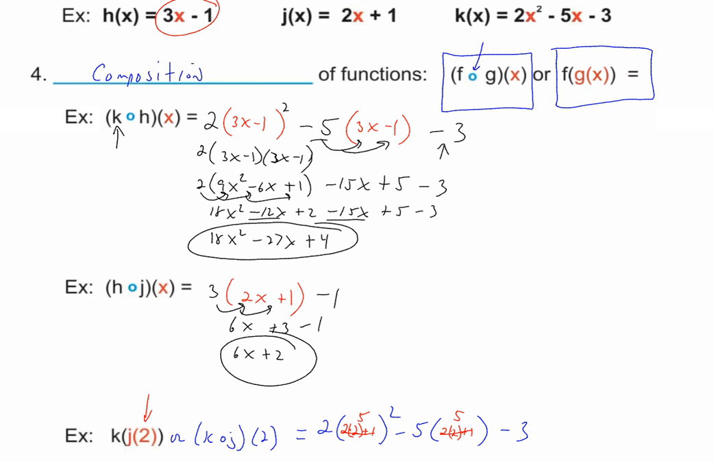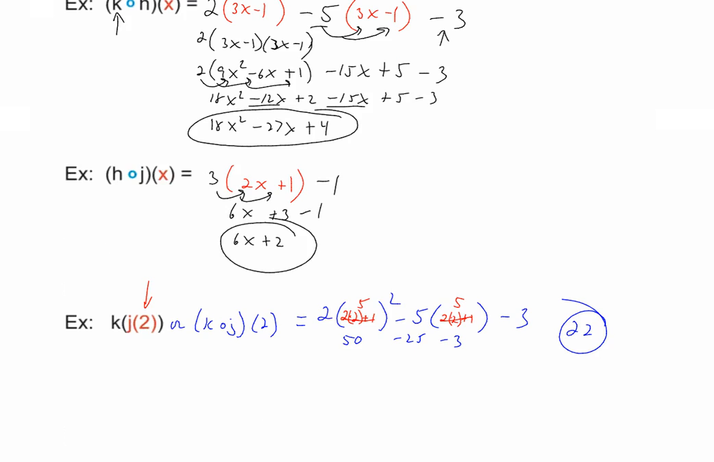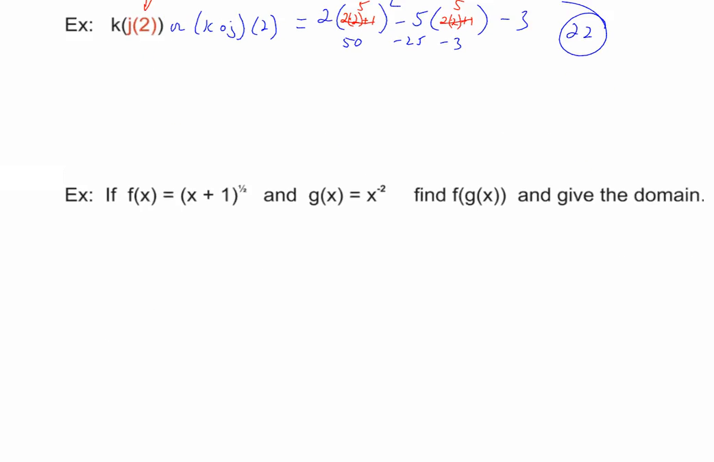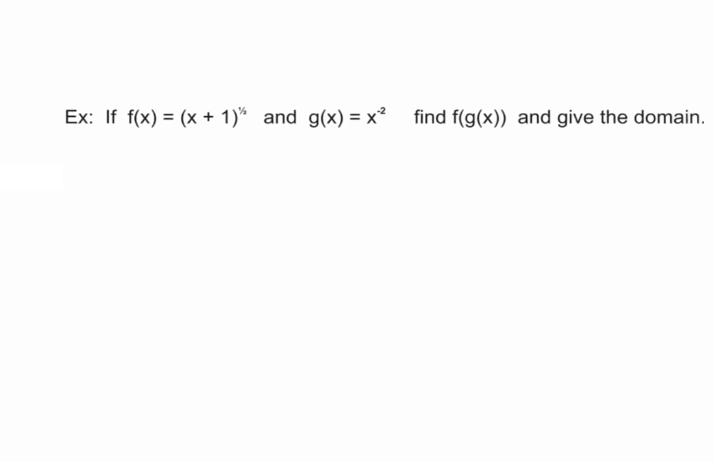So now I have 2 times 5 squared, which is 50, right? 5 squared is 25 times 2 is 50. Negative 5 times 5 is a negative 25 minus 3. And what do we end up with? A grand total of 22. And we just did composition of that function. Not so bad. Composition: start with the first function, where the variables are for the first function. Put in the whole second function.